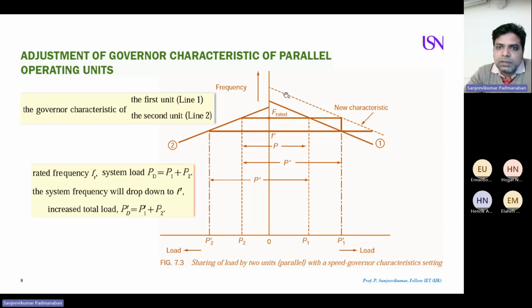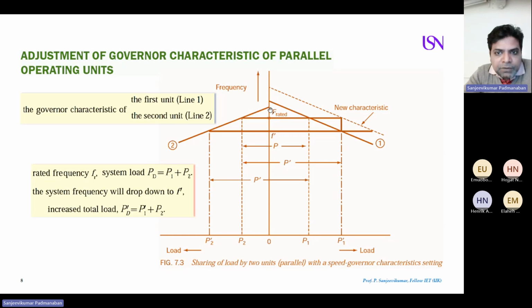So please note, this is the frequency and this axis is the power. And this is the variation of your power and frequency with respect to the first line. And this is the variation with respect to the second line. By virtue of its operation, they already do not have the same frequency. Please have a look. There is a small variation between both the lines. That's why we are very interested in looking at frequency control of interconnected lines.